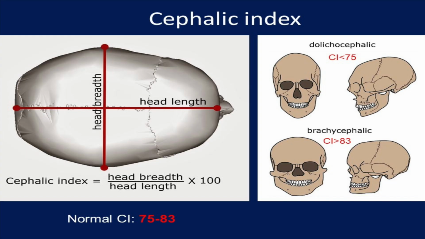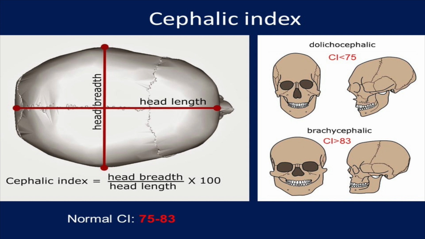How do we measure the shape of a head? The easiest way is to use something called a cephalic index, also known as a cranial index. This is a quick and dirty way of identifying any types of abnormalities. This is measured by the width or the breadth of the head from ear to ear, divided by the length of the head from the front to the back. This gives us an idea and a ratio of what type of head shape we're discussing.